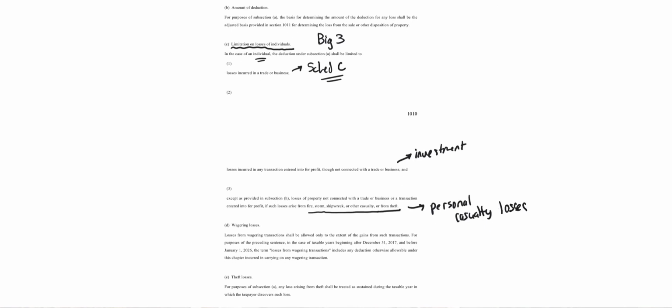They can take business, if you have a Schedule C type of activity, or investment, or if it's a personal use activity, then from events like fire, storm, shipwreck, or other casualty like hurricanes, tornadoes, those types of things, okay, or theft. Now, again, very important code section. Please read through this one. That's all I really want to highlight when it comes to this code section.